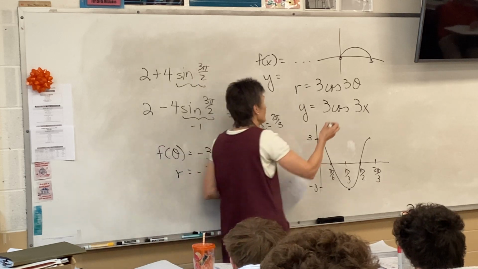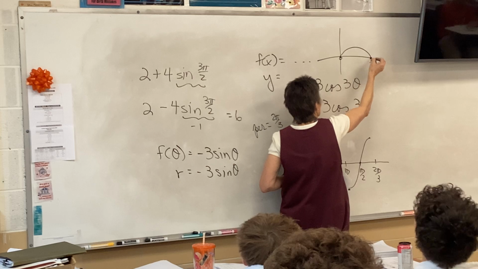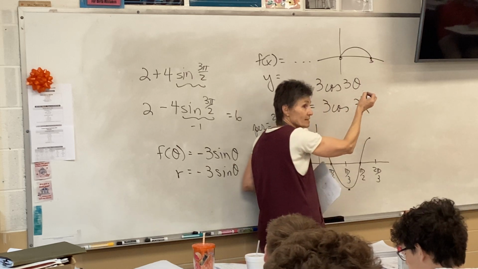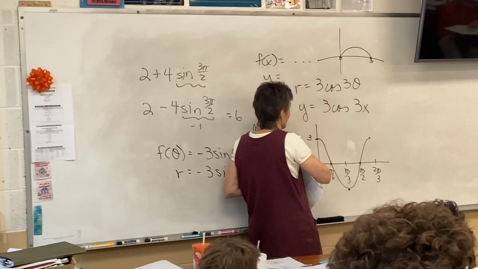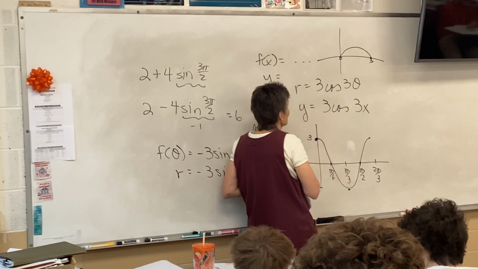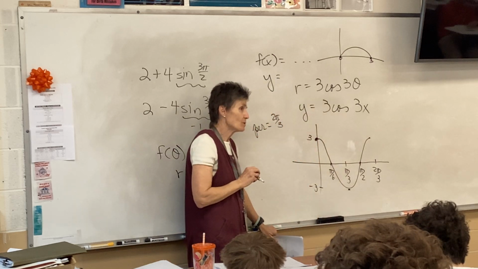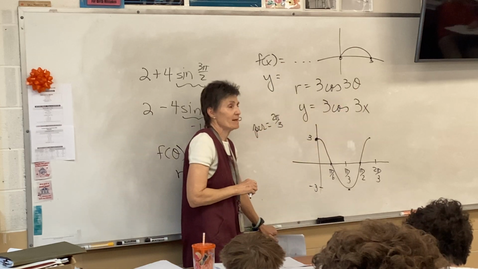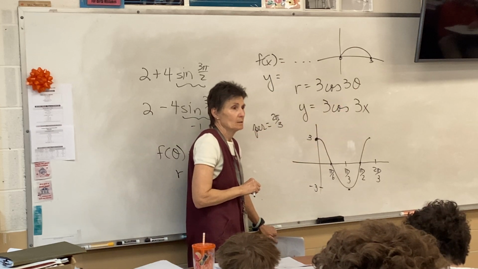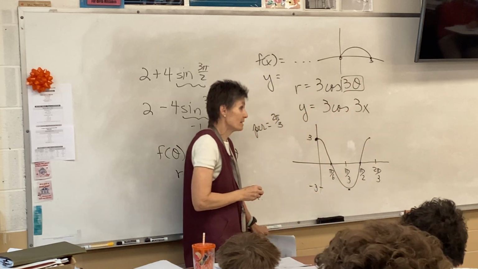Well, first of all, these are positive. This is the point 3, 0. Would you agree with that? Theta 0, R is 3. That's right here. What's that point? Well, that's where the cosine is 0. So what theta value makes a cosine of 0? Pi over 2? But it's 3 theta, so that would be pi over 6.